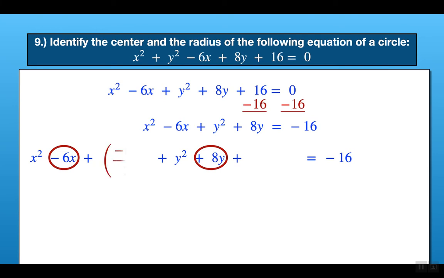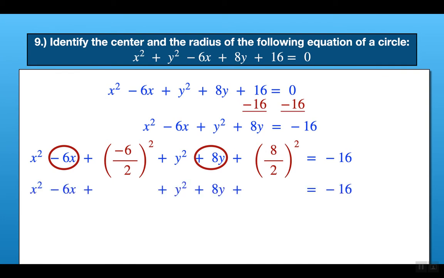So that means I'm going to get negative 6 and divide it by 2. And whatever it gives me, I'm going to square it. That means to the second power. And same thing with the positive 8. I'm going to divide it by 2 and square it. When I do that, for negative 6 divided by 2 and then squared, I'm going to get positive 9. And for positive 8 divided by 2 squared, I'm going to get 16.